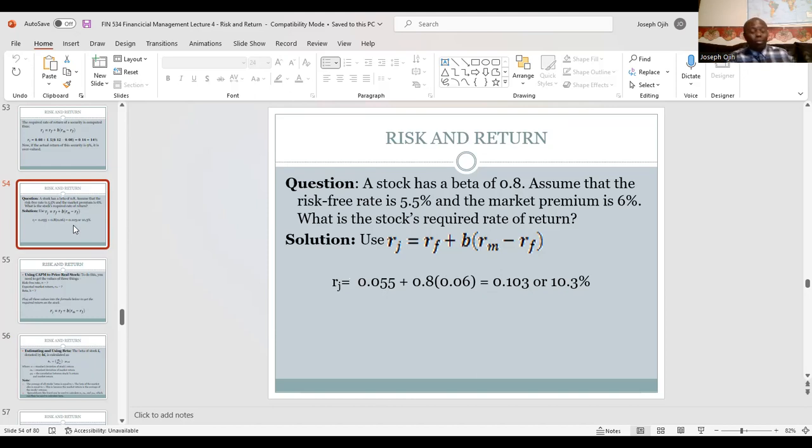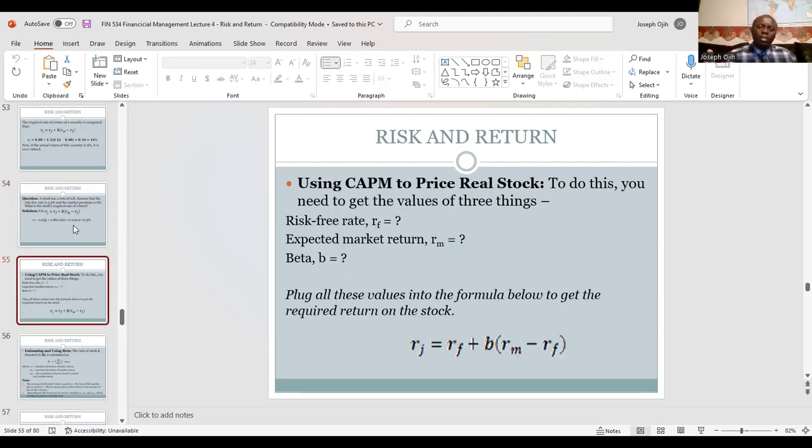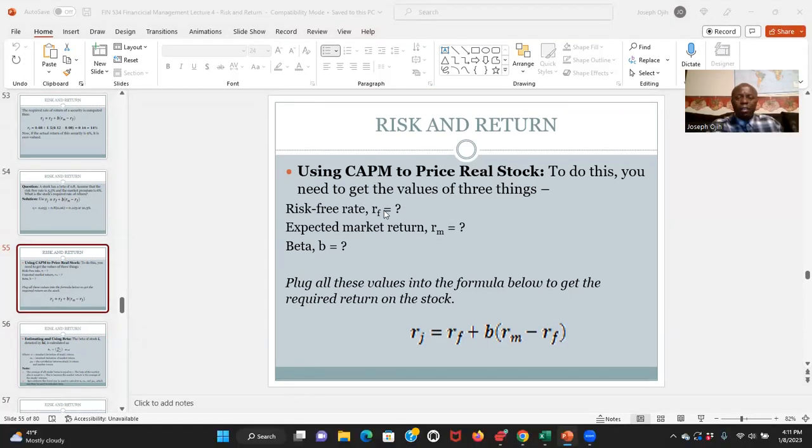Okay. A natural question that will arise now is, how can we use this? I mean, I'm giving you examples. Suppose you want to evaluate a stock like Walmart using this model. How do we do it? To do that, you need only 3 things. The first one is the risk-free rate, RF. Second one is the expected market return. And the third one is the beta.